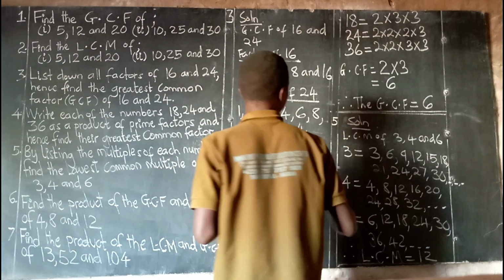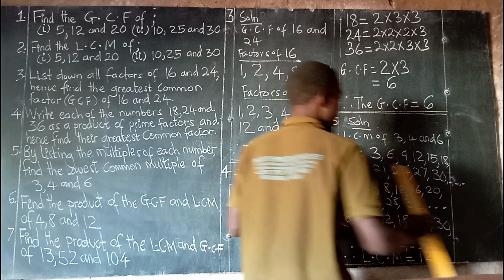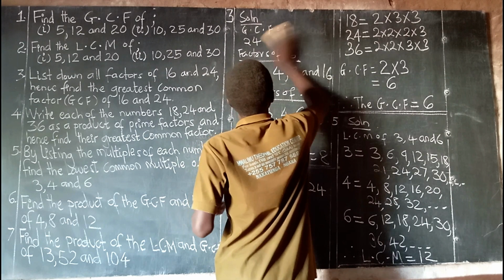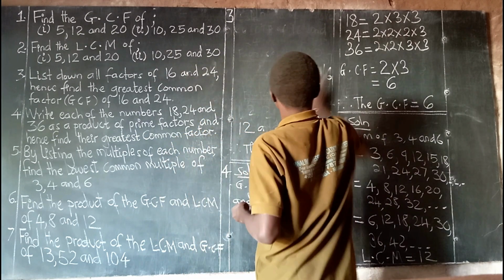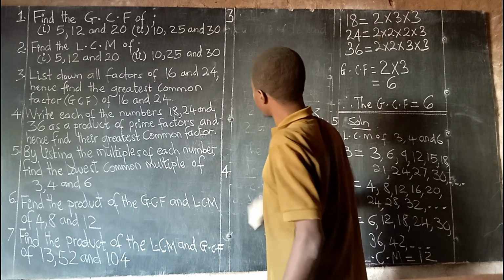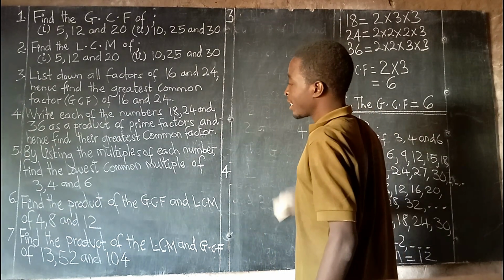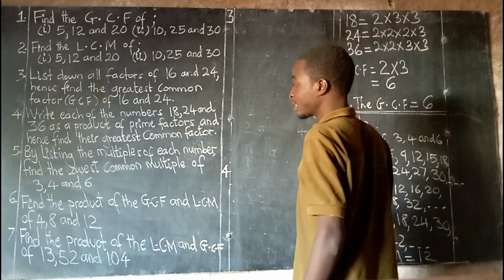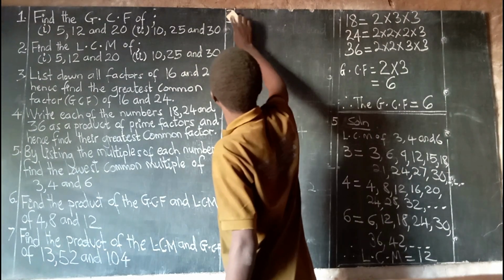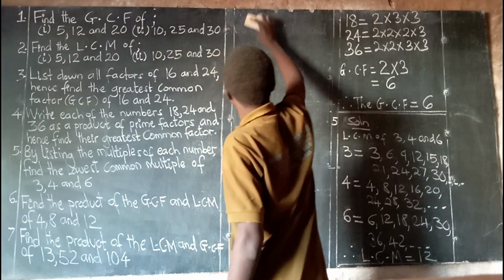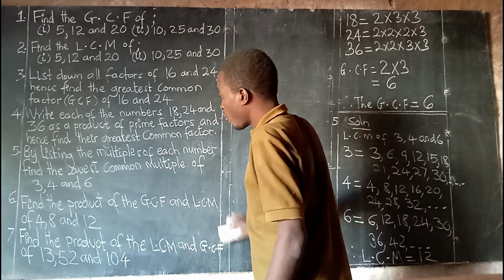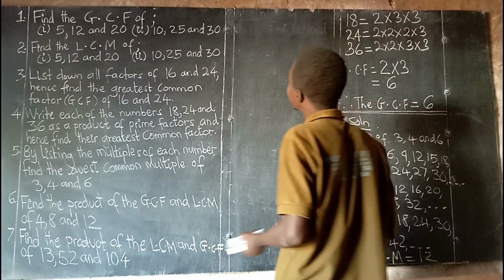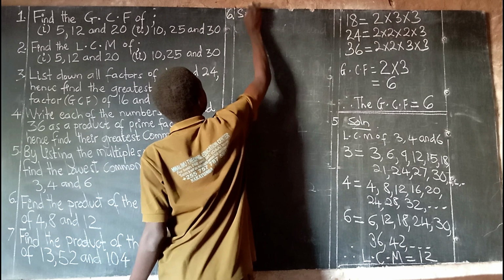We are through with question 5. Now, let us go to the next question, which is question number 6. In question number 6, you are asked to find the product of the GCF and LCM of 4, 8, and 12. Now, how are we going to solve it? Let us see. Question number 6, solution.